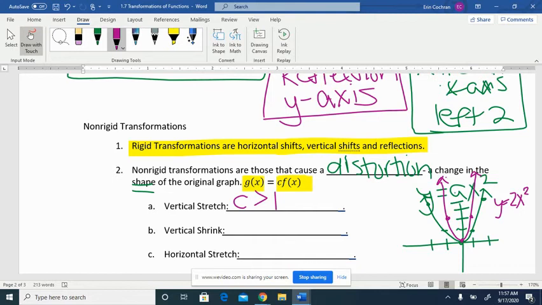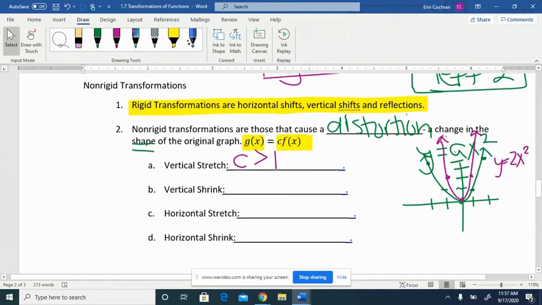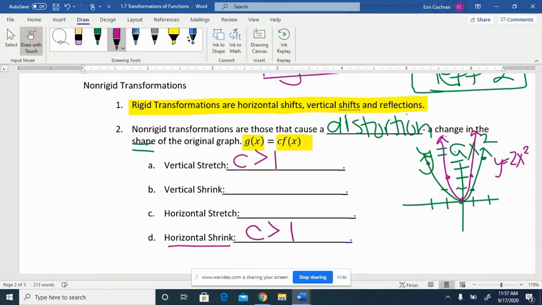Now, if we're looking horizontally, it takes its original one and then shrinks it in, okay? So if we look at horizontal stretch and shrink, your horizontal shrink is when that c is greater than 1, okay? So they're kind of opposite. For vertical, we're stretching those numbers out for the y, but for a horizontal, we're pushing that in, so your original one is shrinking horizontally, okay?